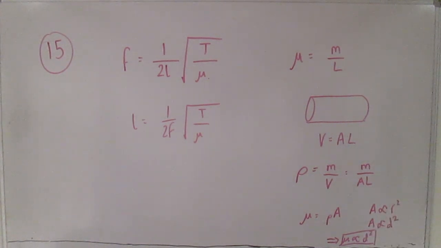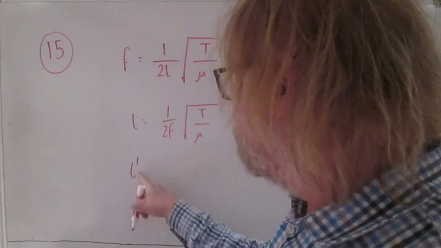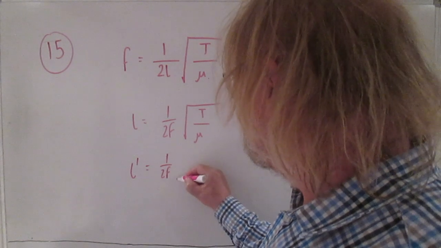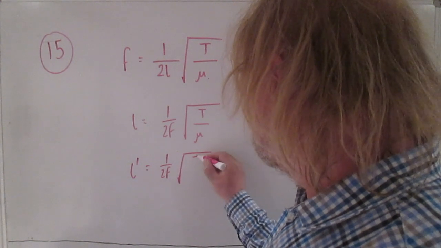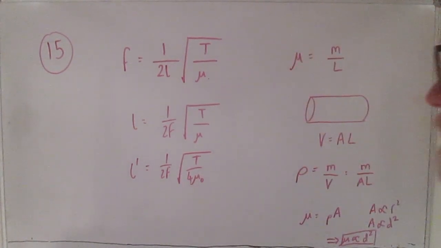So then let's look at what happens in this expression. If we double the diameter, which is the case in cases A, B and C at least, that means that mu will increase times 4, because it's proportional to the square of the diameter. So what that means is that after we double the diameter, the new length, which we'll call L prime, is equal to 1 over 2F times the square root of T over 4 times the original mu, which we'll call mu naught.